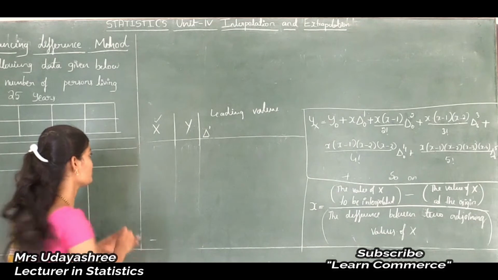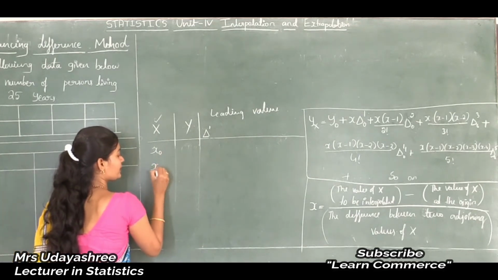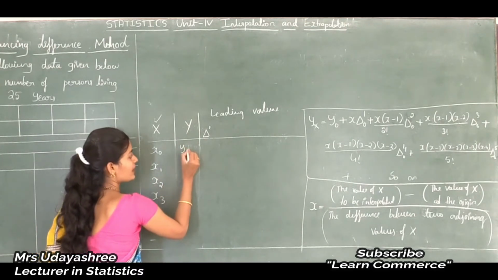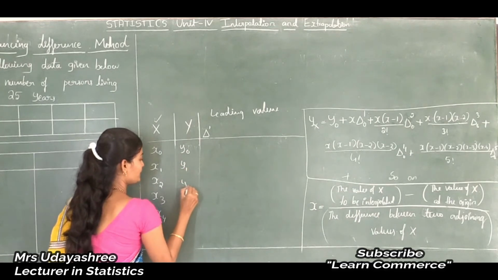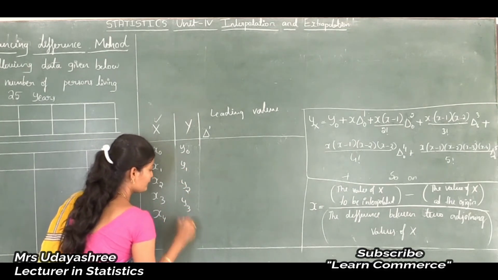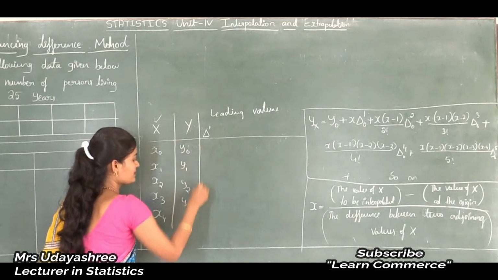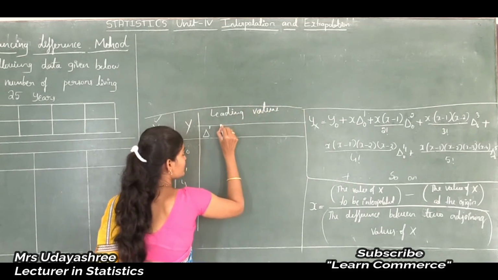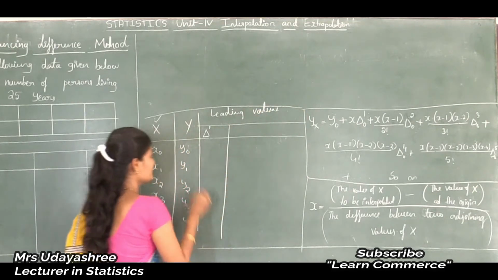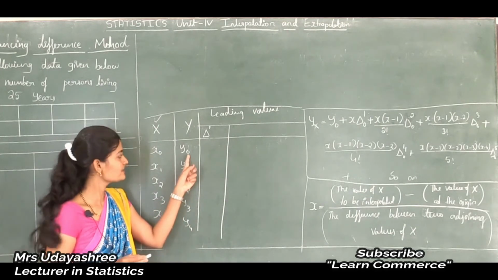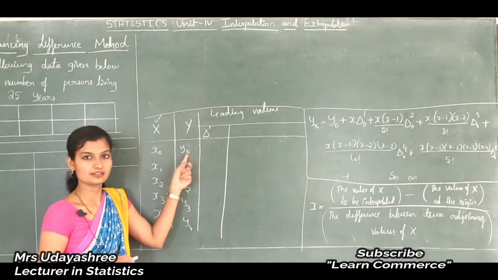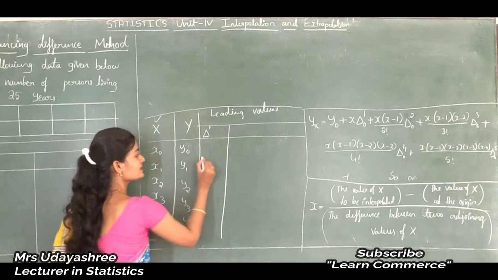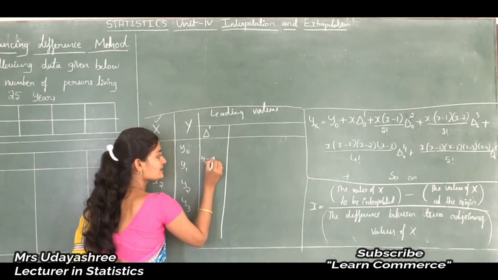So here I will take observations like this: x0, x1, x2, x3 and x4. Here it is y0, y1, y2, y3 and y4. So how to find the first leading difference? See, the first leading difference is the second term minus the first term. That is y1 minus y0.